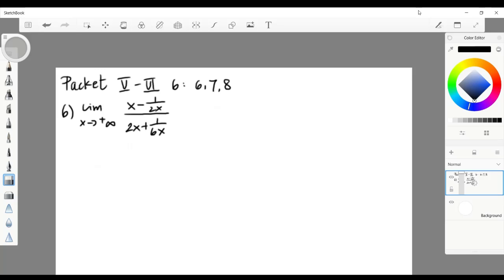Alright, so number 6 for packet 6. Limit as x approaches positive infinity of (x minus 1 over 2x) over (2x plus 1 over 6x). So if we plug positive infinity in, we will get positive infinity over positive infinity, which is indeterminate. So we're supposed to use L'Hopital to solve this.